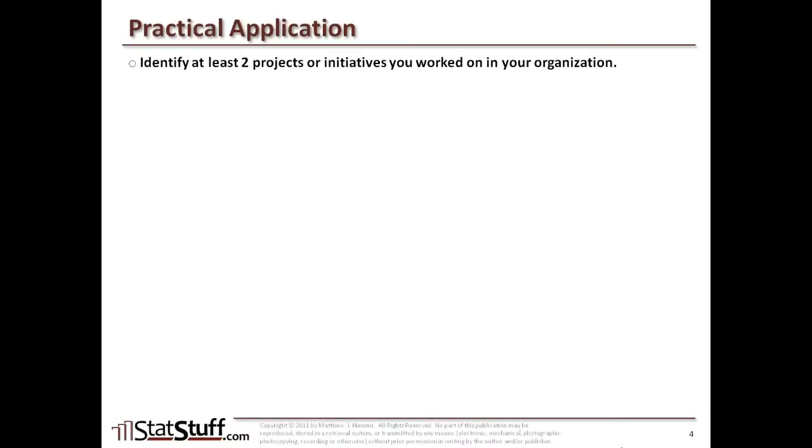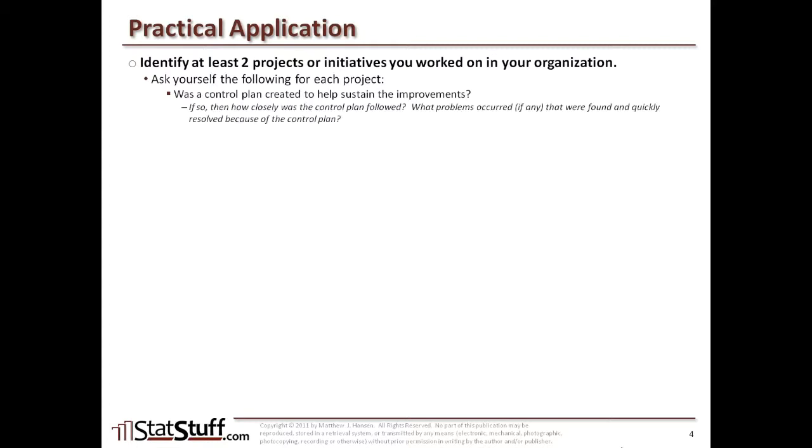All right, before we close this lesson, let's discuss how we can apply some of these concepts in a practical way. I'd like you to identify at least two different projects or initiatives that you might have worked on within your organization and ask yourself a few questions for each one. First off, was a control plan created to help sustain whatever improvements or changes were put in place? If there was a control plan that was used, then how closely was that control plan followed? And what problems occurred, if any, that were found and quickly resolved because of having that control plan already in place?